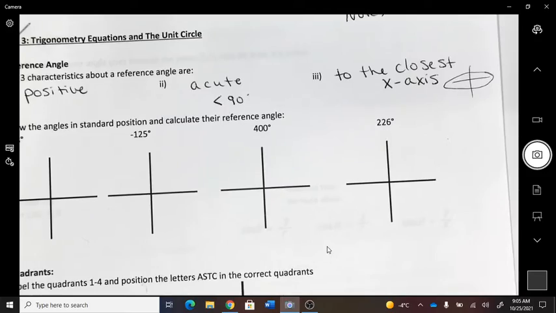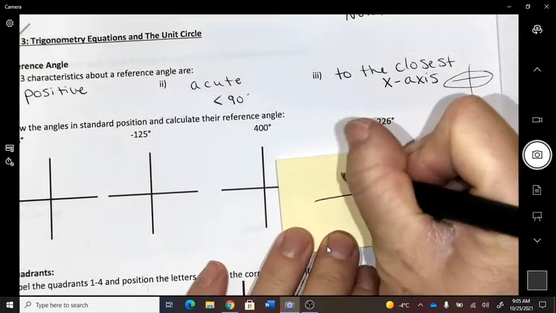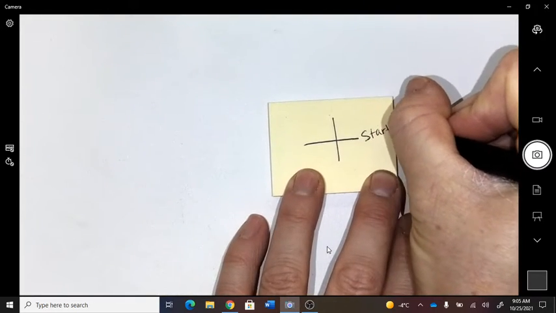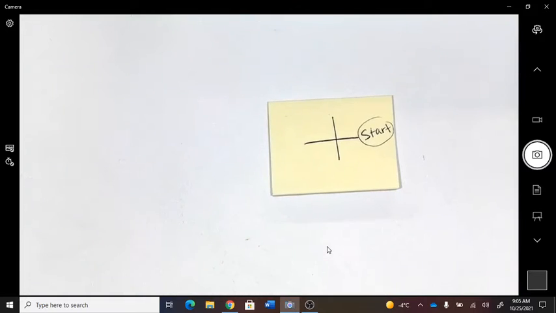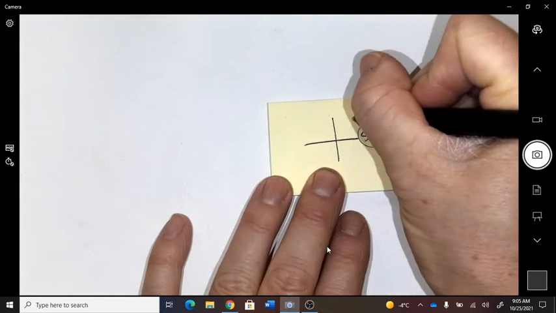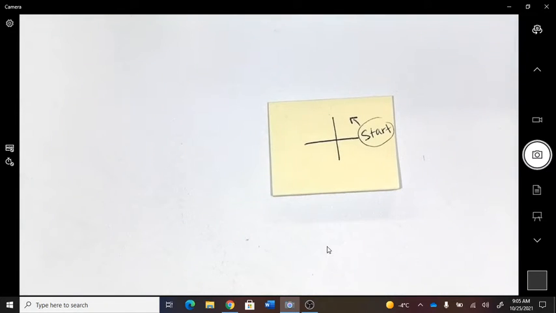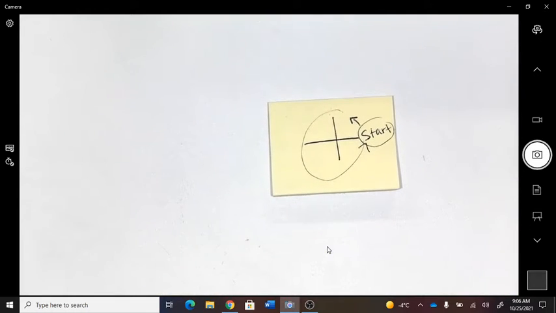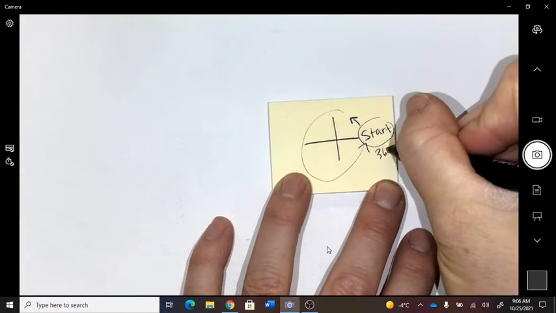Okay, when we are drawing angles, we start here. That's the starting point. And we travel in this direction. That's the normal. So it's not like a clock. You start on the right, and then you work away like that. If you travel a full circle, do you know how many degrees a full circle makes up? 360 are in a whole circle.